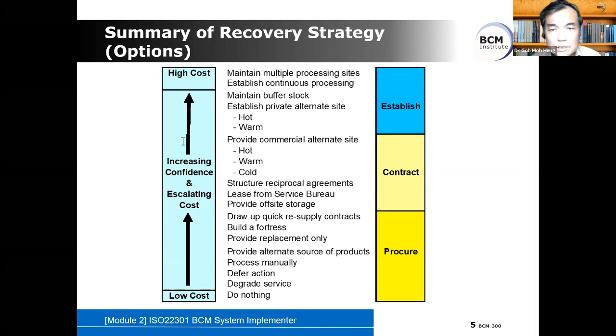Next, the in between is we contract. Like just now, our friend from the financial institution said very clearly, when we wanted to enter the alternate site, someone beat us to it. Okay, that's called a warm site or cold site, and on a contractual basis, first come first serve basis.